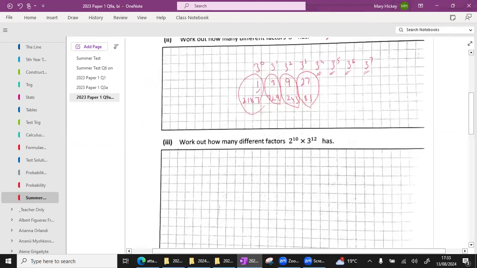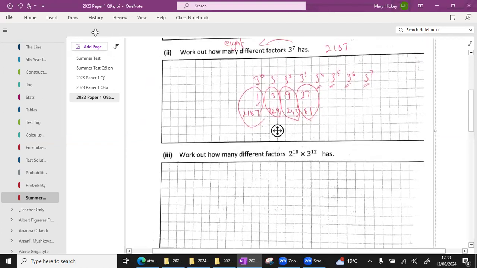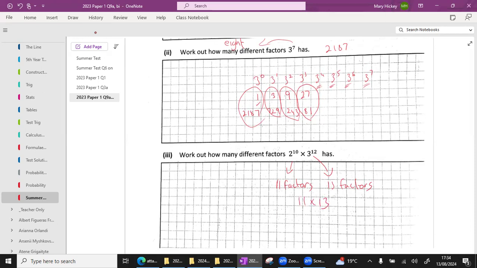Work out how many different factors 2 to the power of 10 times 3 to the power of 12 has. Okay, well, looking at the idea from earlier, we would expect 2 to the power of 10 to have 11 factors. Why? Because it's a power of 10, so we expect 11 factors. Here we have a power of 12, so we're expecting 13 factors. Now, how many different factors does 2 to the power of 10 times 3 to the power of 12 have? So we'll multiply 11 by 13, and we get 143 factors. So that's what we're expecting.